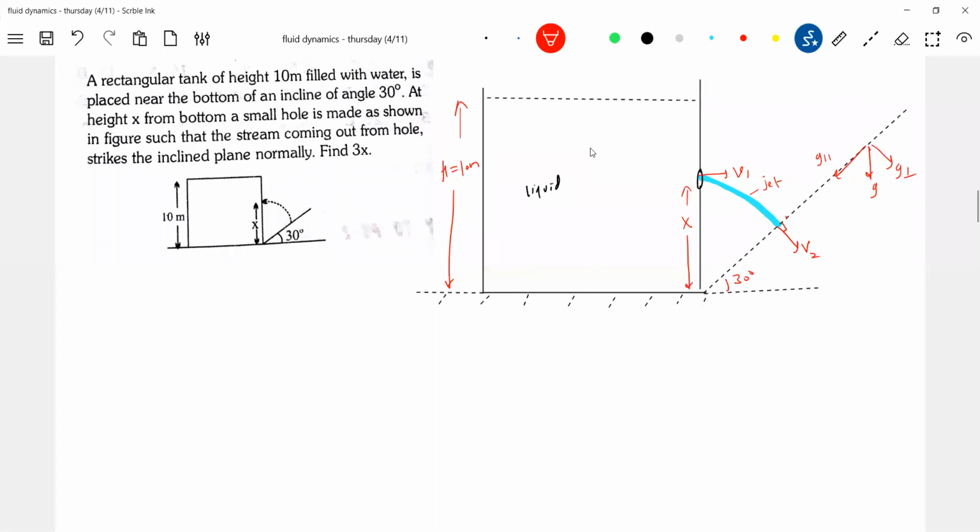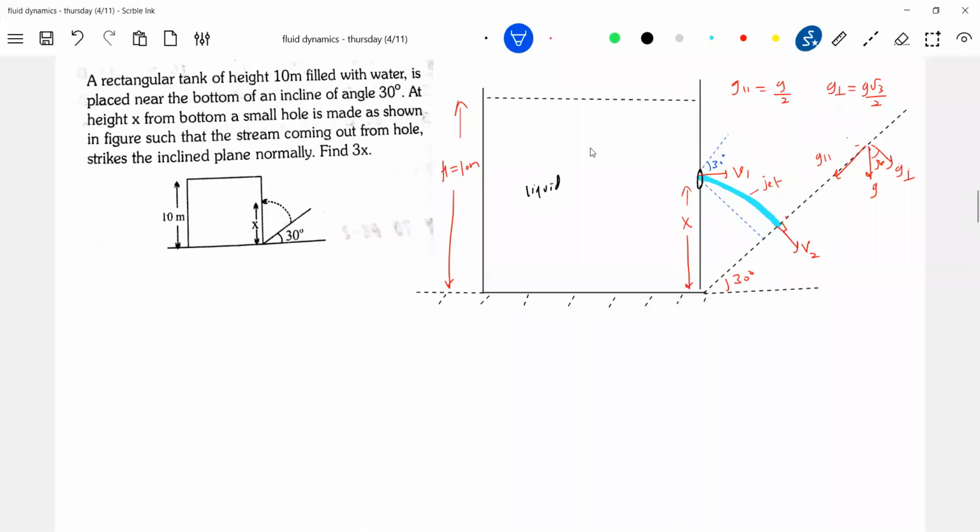G parallel, G perpendicular. This will be 30 degrees. G parallel will be G by 2. G perpendicular will be G root 3 by 2. We'll resolve the velocity vector also. So this will be parallel and this will be perpendicular to the incline. If this is 30 degrees, this is 30 degrees, this should be 30 degrees.